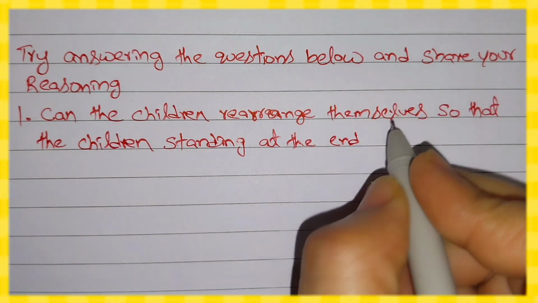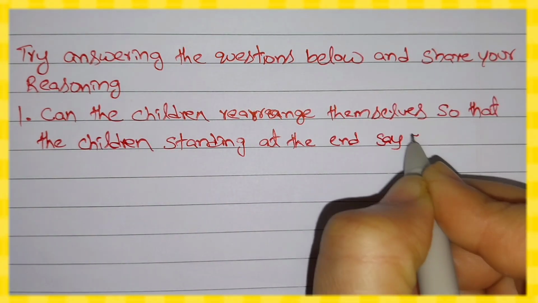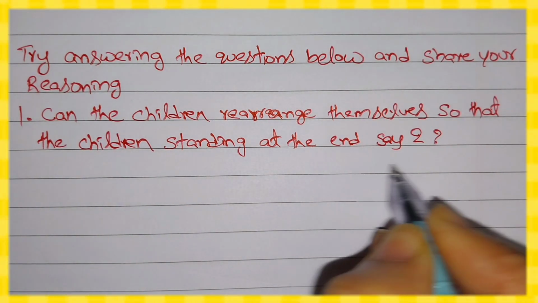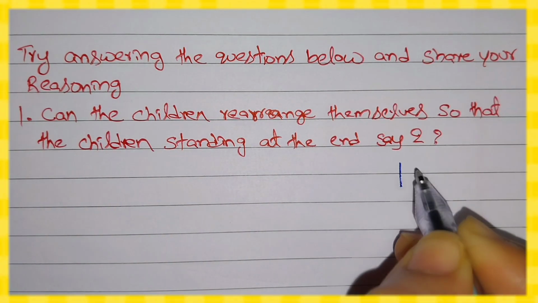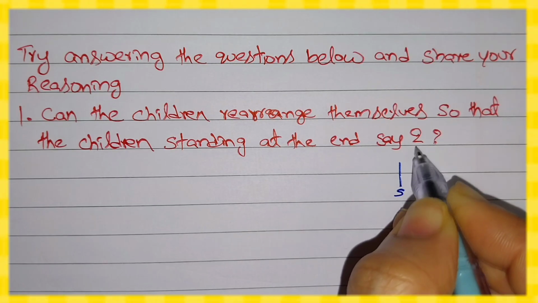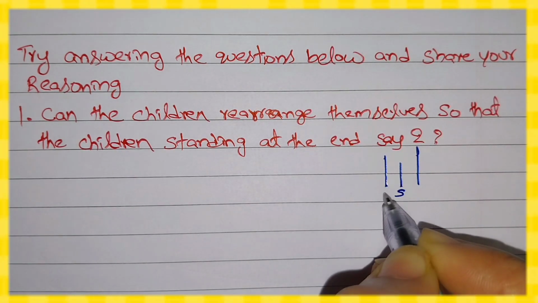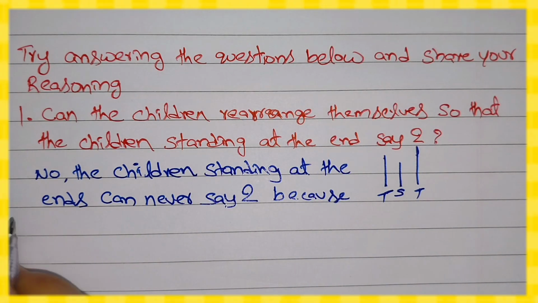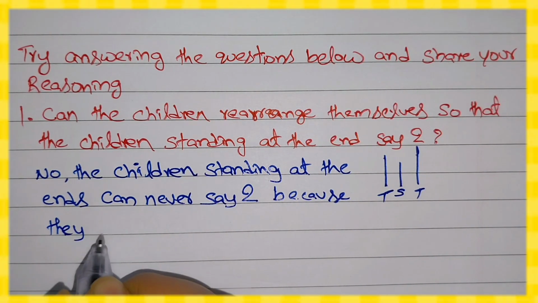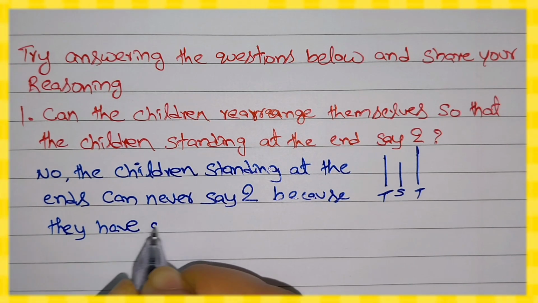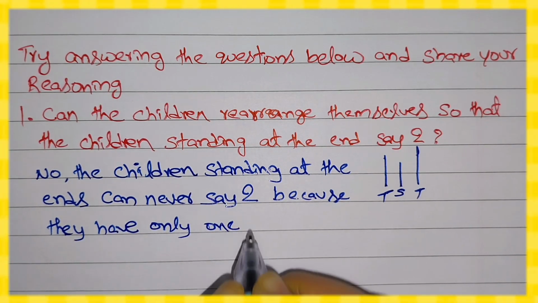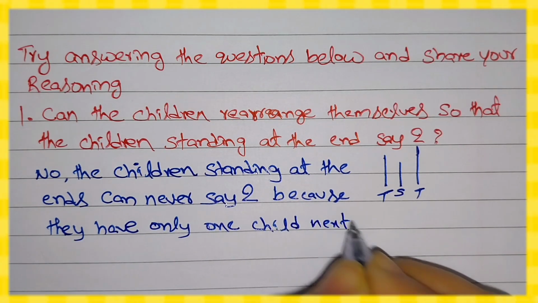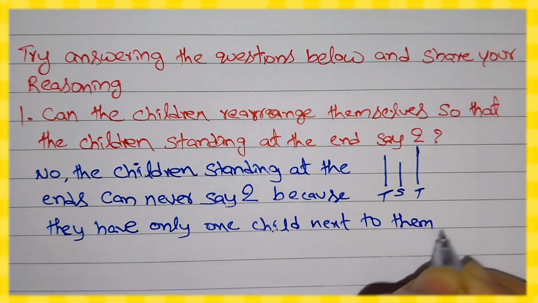So, in the question, what they asked: can the children rearrange themselves so that the children standing at the end say 2? It is not possible because a child can say 2 only when both their neighbors are taller. Since a child standing at the end has only one neighbor, they can say 1 at most, but not 2. So, the answer is no, the children standing at the ends can never say 2 because they have only one child next to them. Moving to the second question.